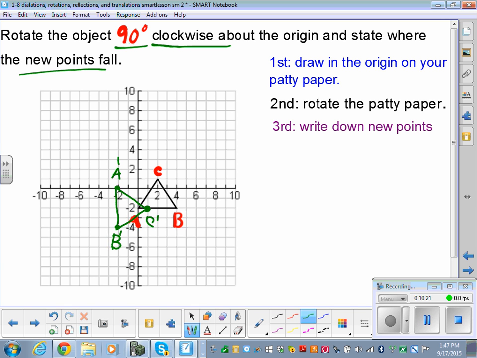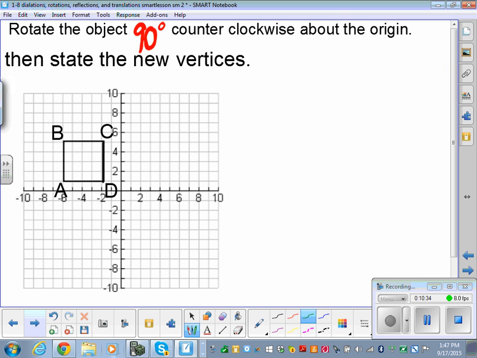Did everybody see how I use my patty paper? Yes. Okay. I'm going to do one more, and then I'm going to let you work. Now, I am requiring you to label these points. Okay, once again, last one, then I'm going to let you work. I'm going to do the same thing.